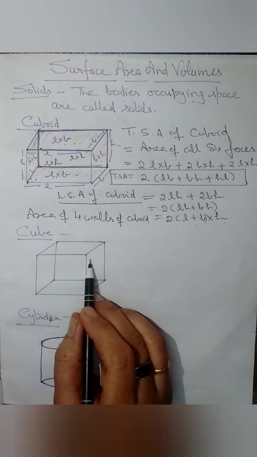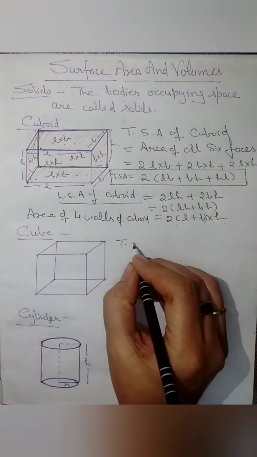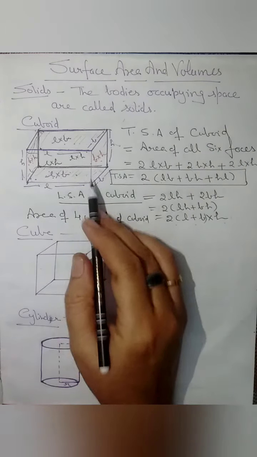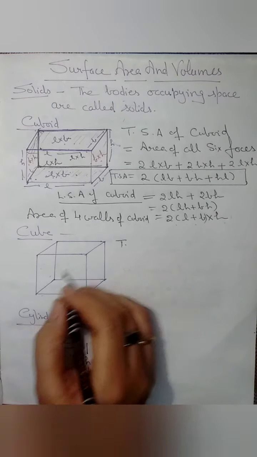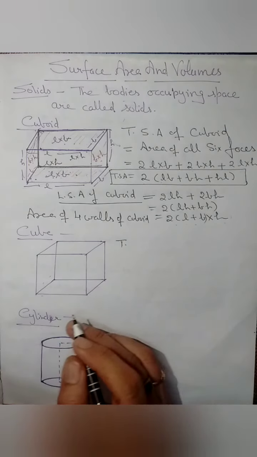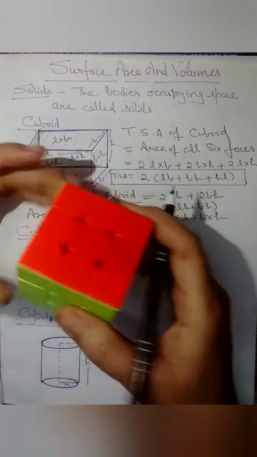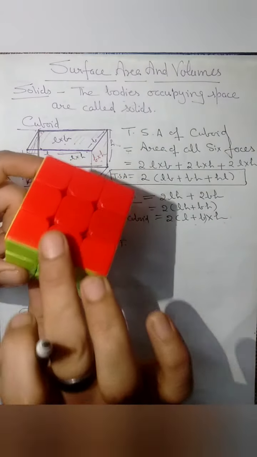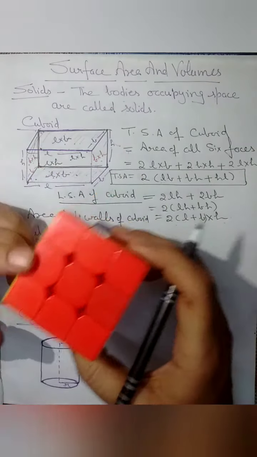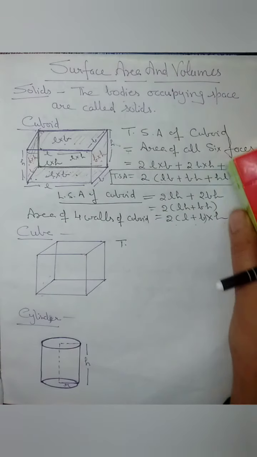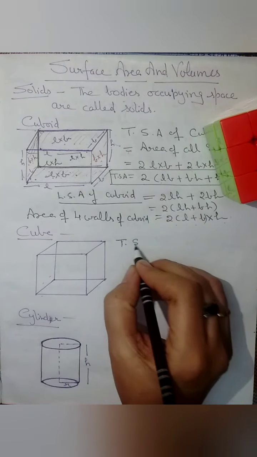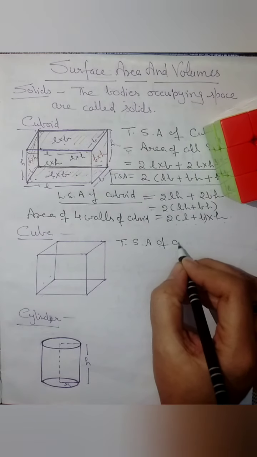What can we do for cube? Total surface area of cube. We know if in a cuboid length, breadth and height are the same, it becomes a cube. Just like this figure, we can see length, breadth and height are all equal, so this is a cube.